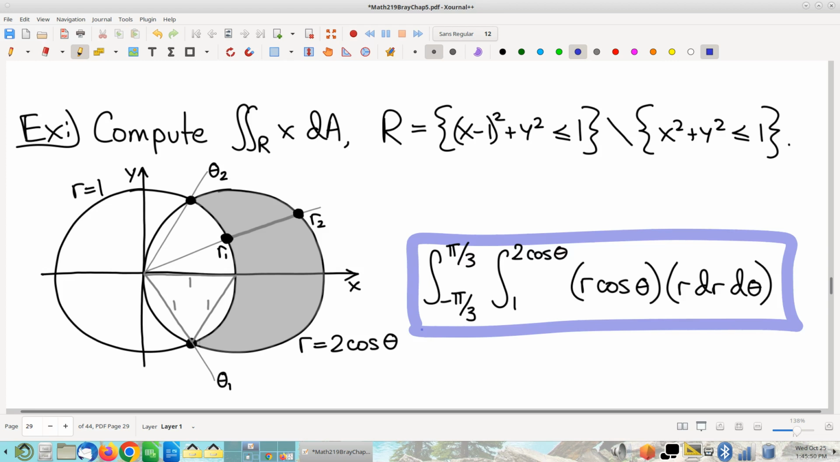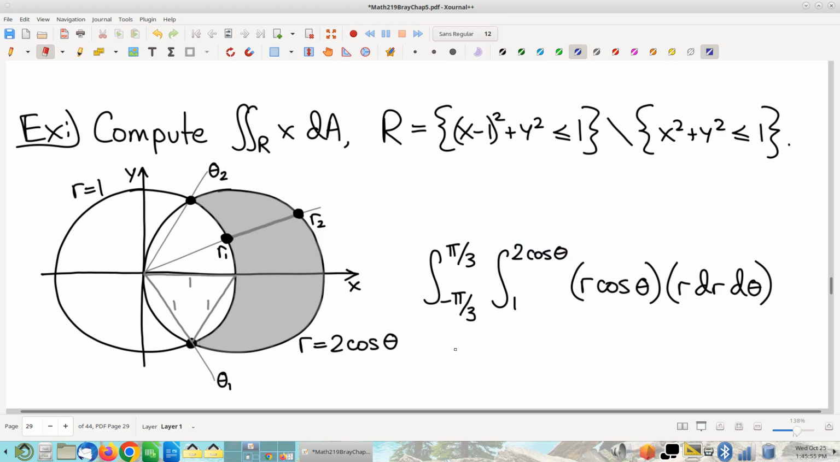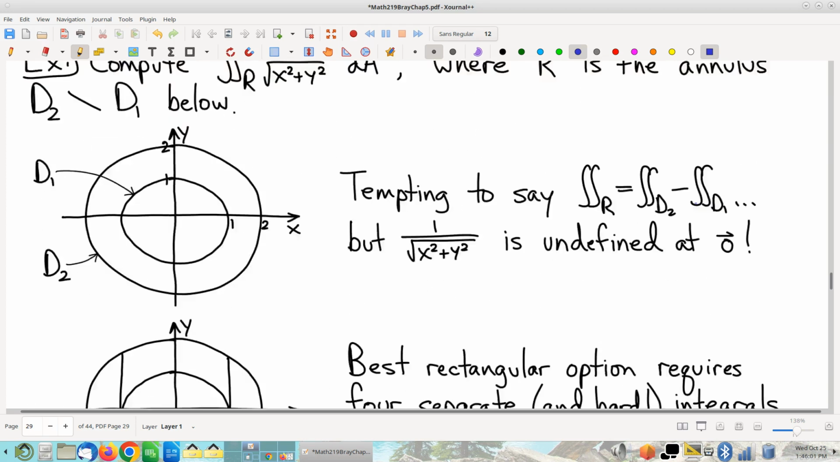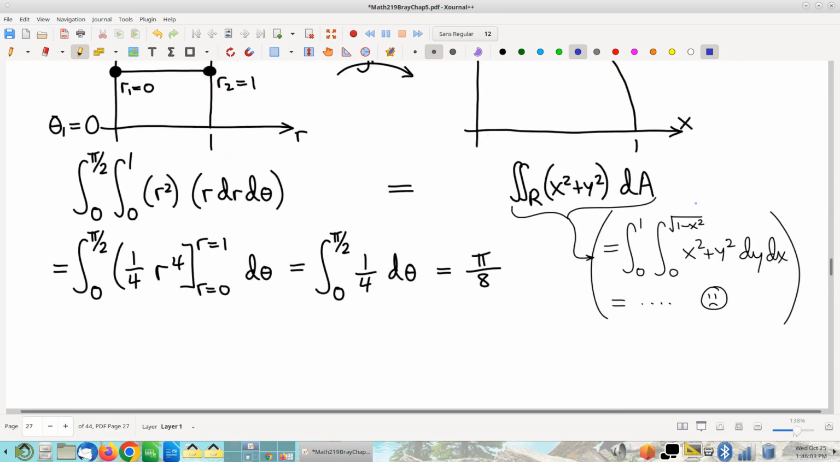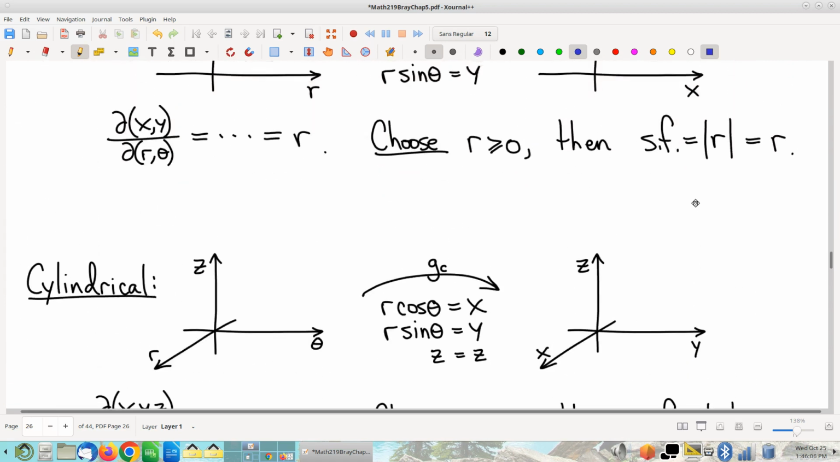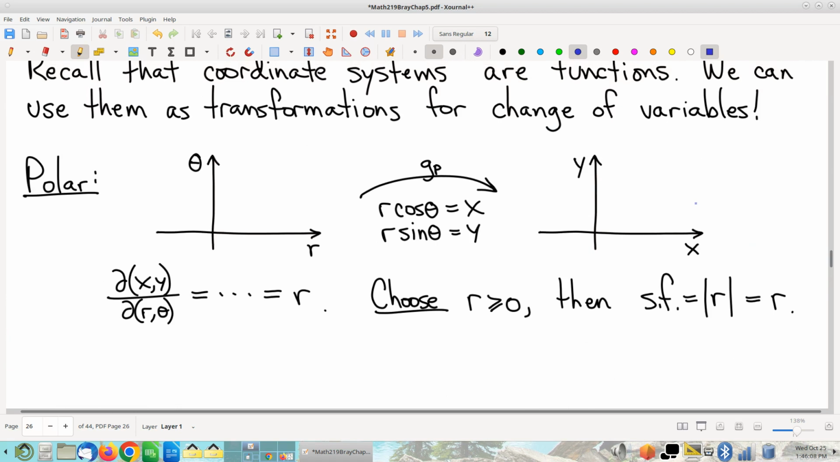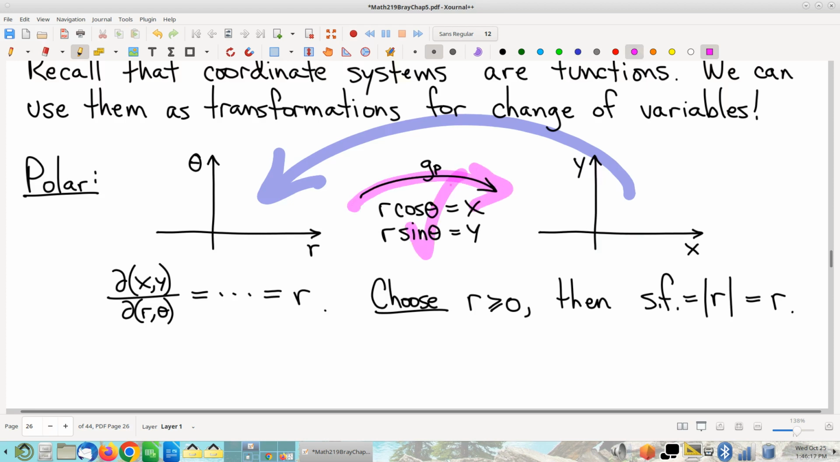Yes? Do you mind explaining why dA is dr d theta? Well, dA is r dr d theta, right? The idea there is that we're doing a change of variables. We're doing a pullback into the r theta plane, and the stretching factor that comes from our polar coordinates change of variables function is something that we computed, and it's r. Is that cool?